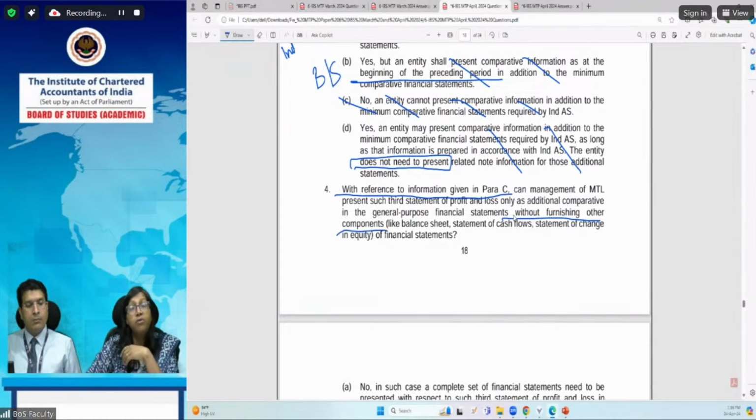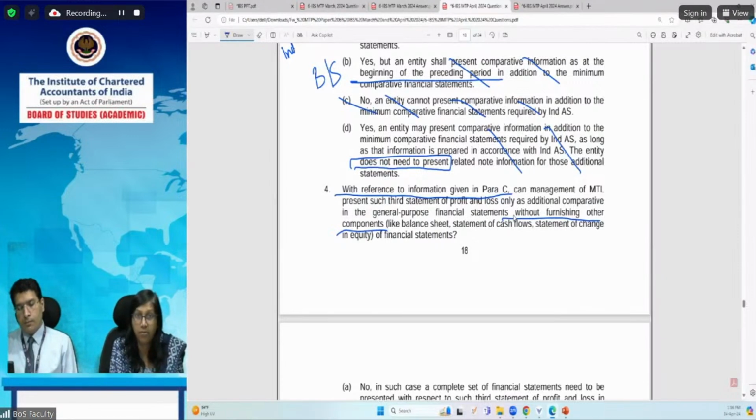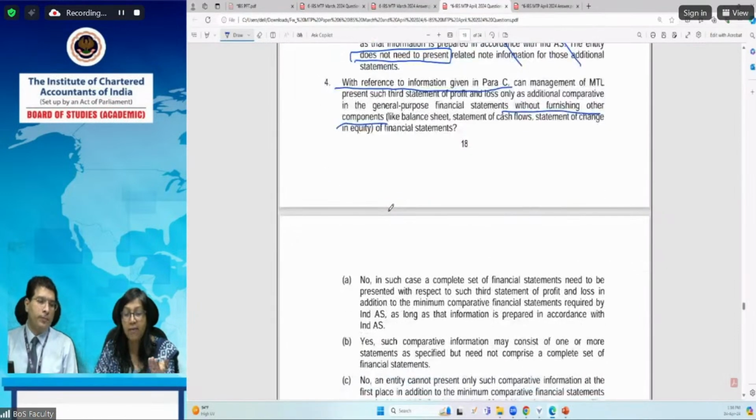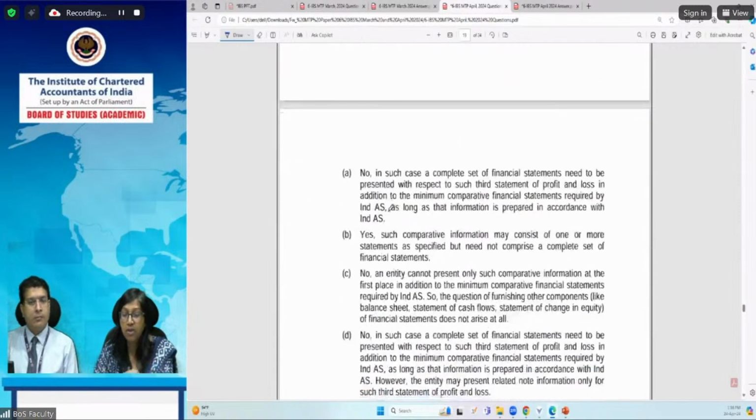Yes. It is not that you have to present a complete set of financial statements. You can do it without furnishing them. In fact, your standard prohibits you from presenting the complete set of financial statements as additional information. So yes, you have to do it without furnishing other components. So the answer is yes. It appears the answer is yes, but we have to see what is to be given.